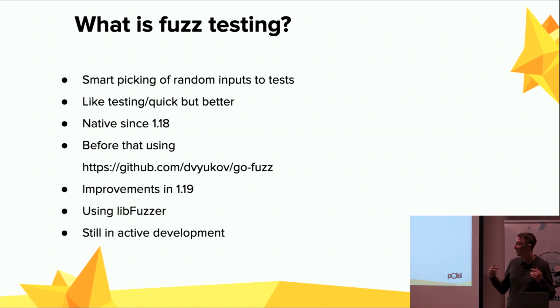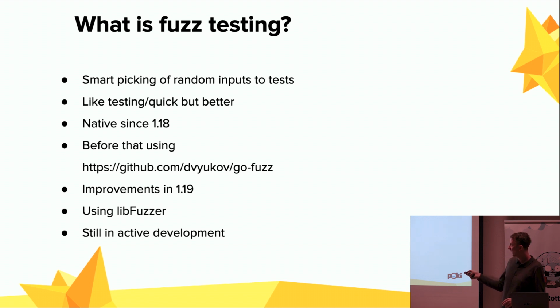So fuzz testing actually picks those random inputs in a smarter way. It's native since 1.18 in Go. Before that, it was already a thing for a long time. I saw that developers with punch cards, in the 19-so-many, even they did fuzz testing by finding the garbage bin with all the punch cards from other people, taking those out and running them through their own programs to see if they crashed anything. So fuzz testing is really old, but in Go, it's since 1.18.